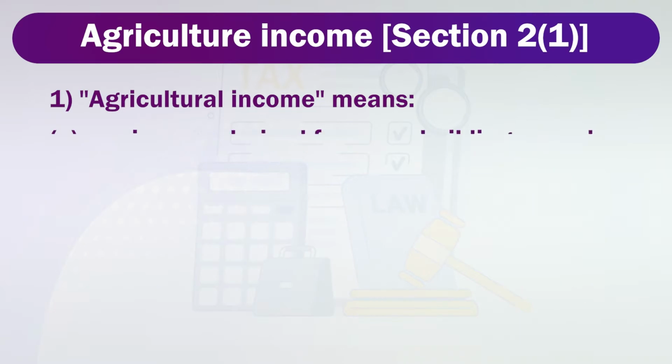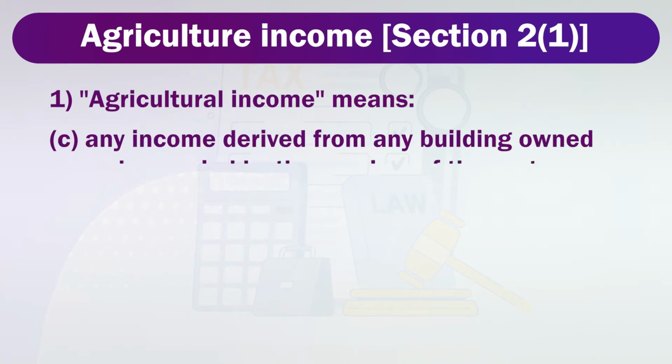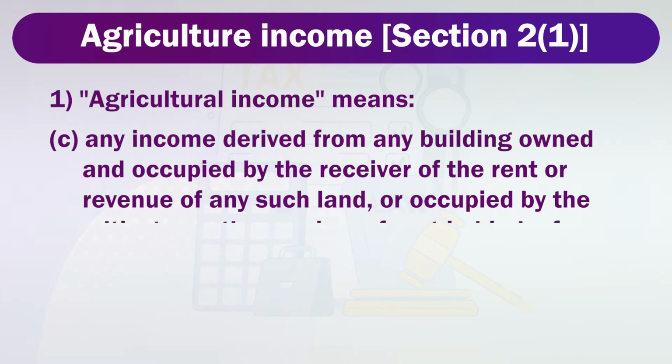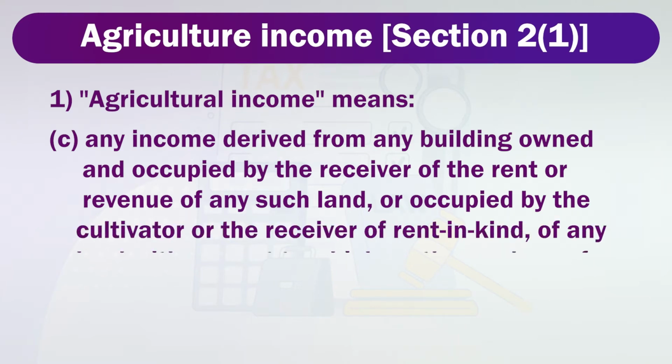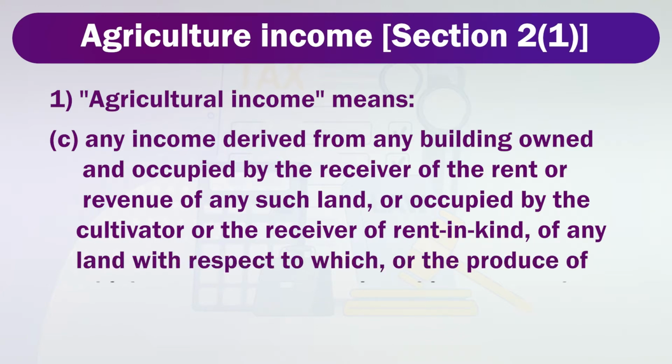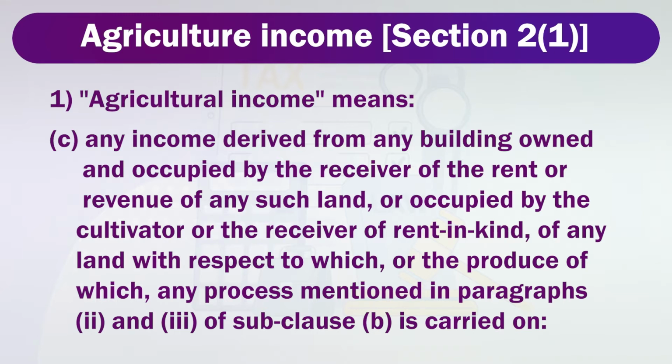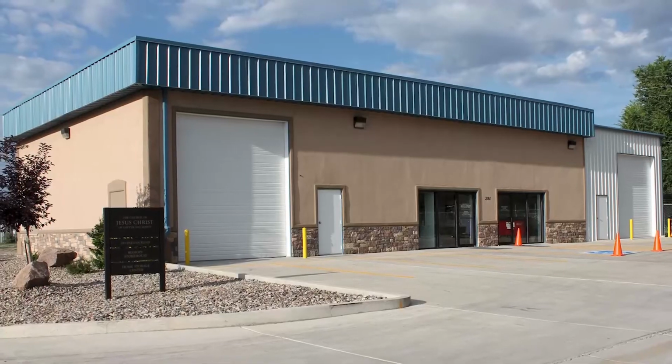this subclause. C. Any income derived from any building owned and occupied by the receiver of the rent or revenue of any such land, or occupied by the cultivator or the receiver of rent in kind of any land with respect to which, or the produce of which, any process mentioned in paragraphs 2 and 3 of subclause B is carried on, provided that the building is on or in the immediate vicinity of the land and is a building which the receiver of the rent or the revenue or the cultivator or the receiver of rent in kind by reason of his connection with the land requires as a dwelling house or as a storehouse or other outbuilding.